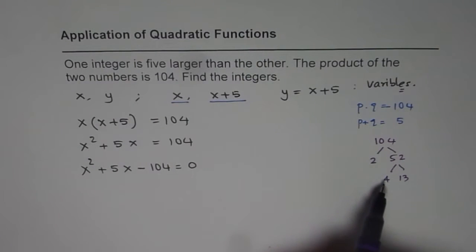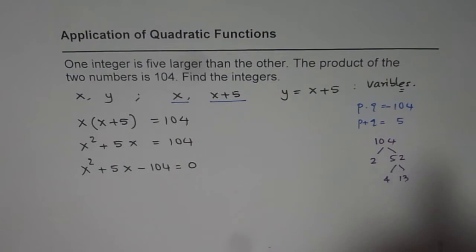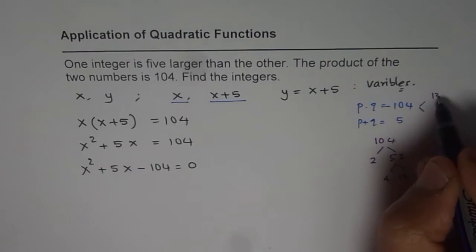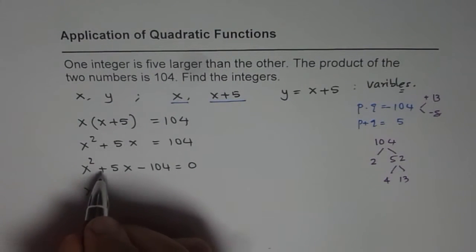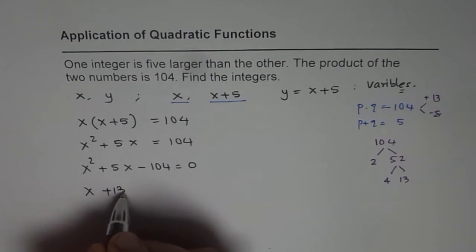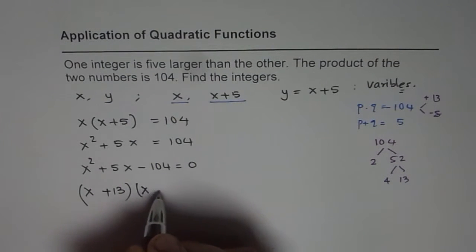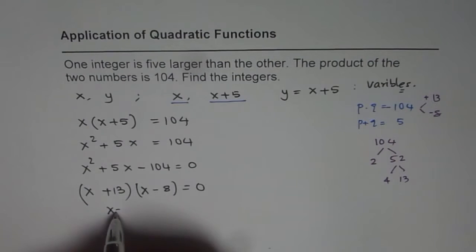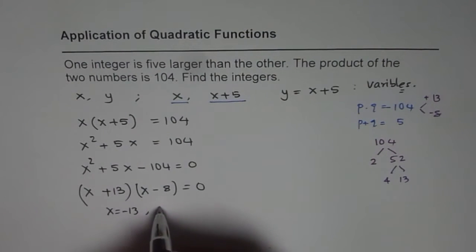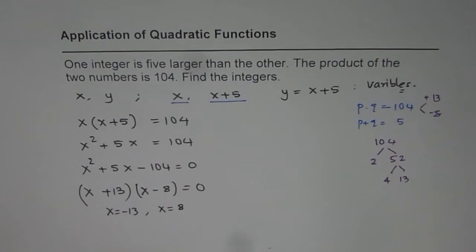How about 13 and 8? That works, correct? So we can think about 13 and 8. Since we need a positive sum, 13 should be positive, 8 should be negative. Right? So that makes it easier for us to factor this. So we can factor this as x plus 13 times x minus 8 equals 0. Do you see that part? Now from here we can get our numbers. The number could be x equals minus 13 and the other number could be x equals plus 8, correct? So that gives us choices.